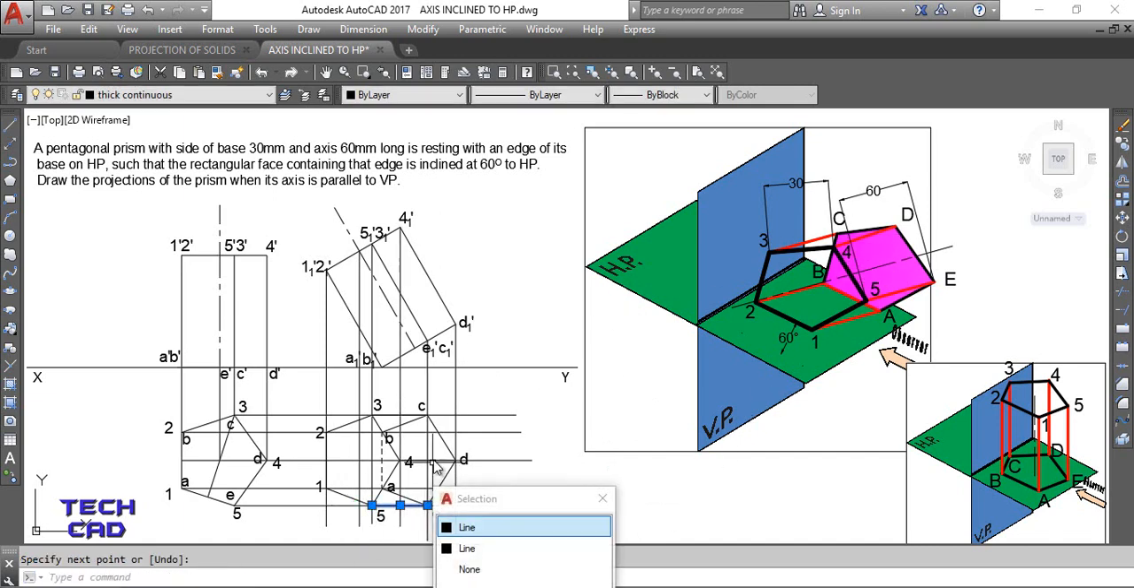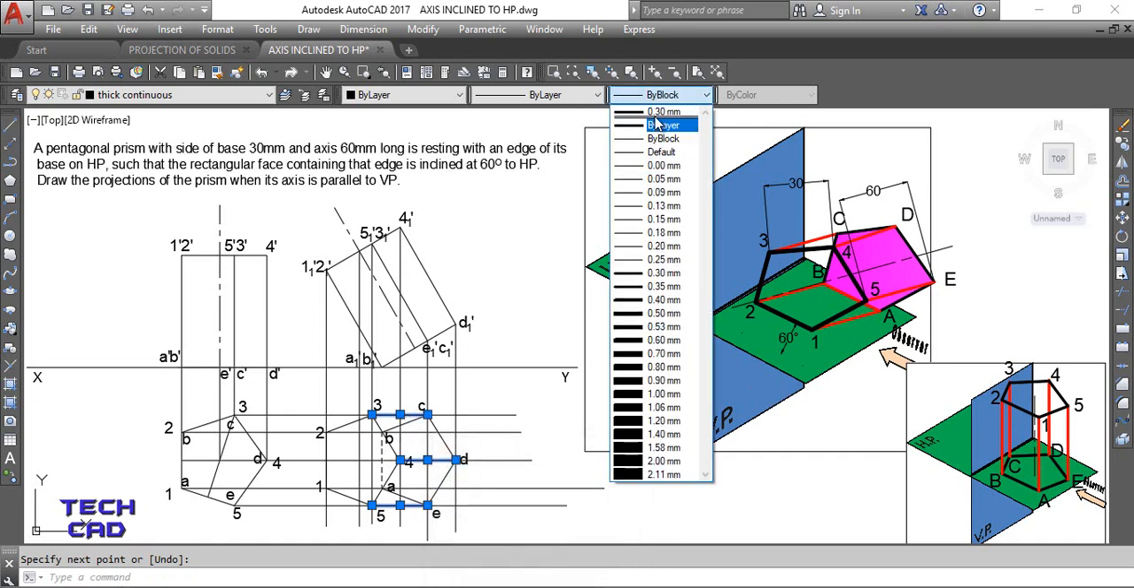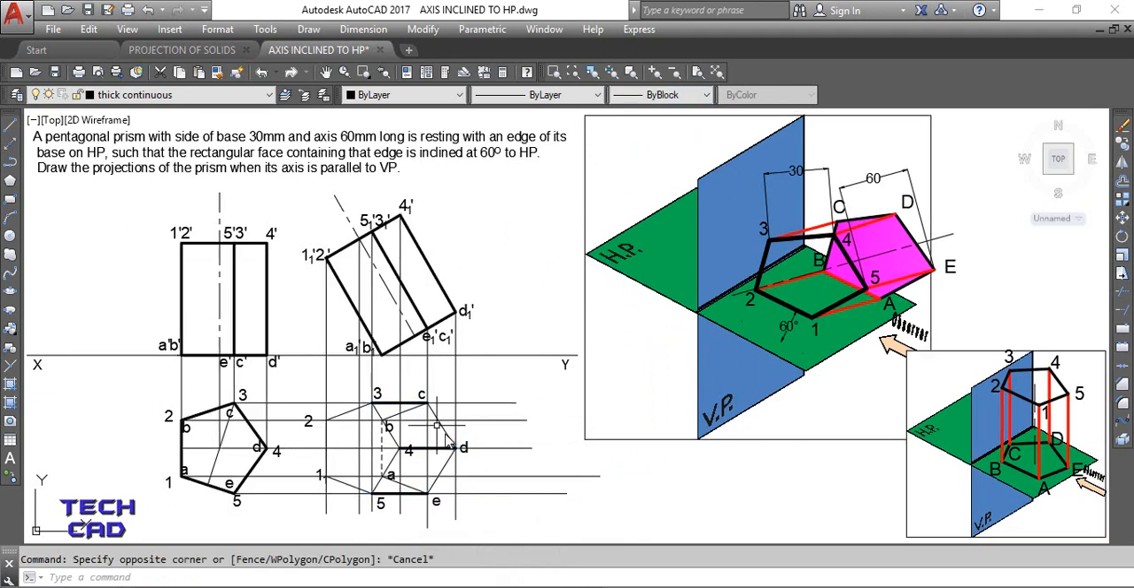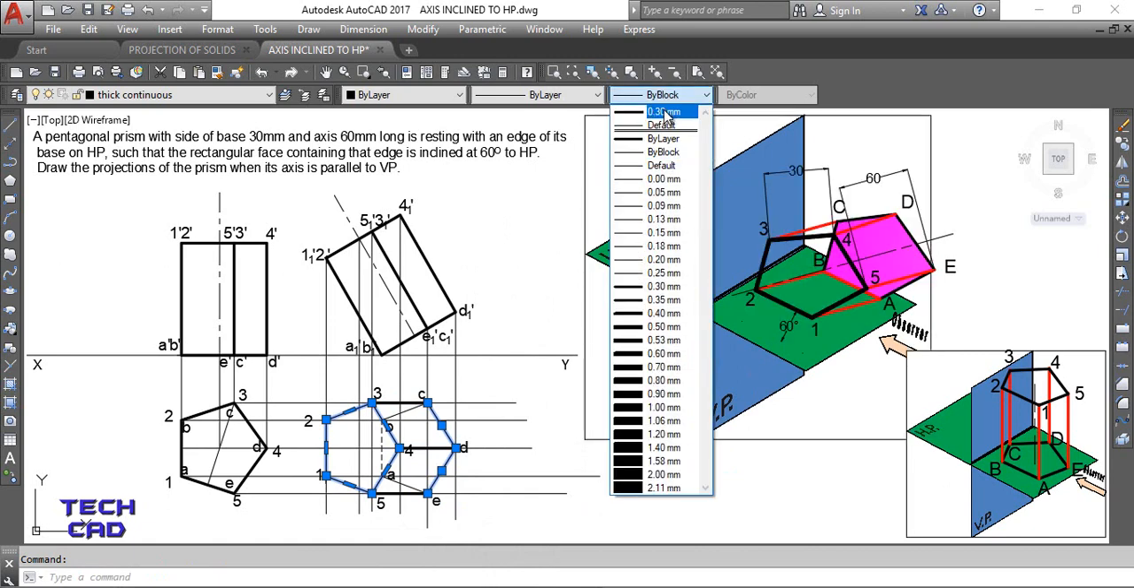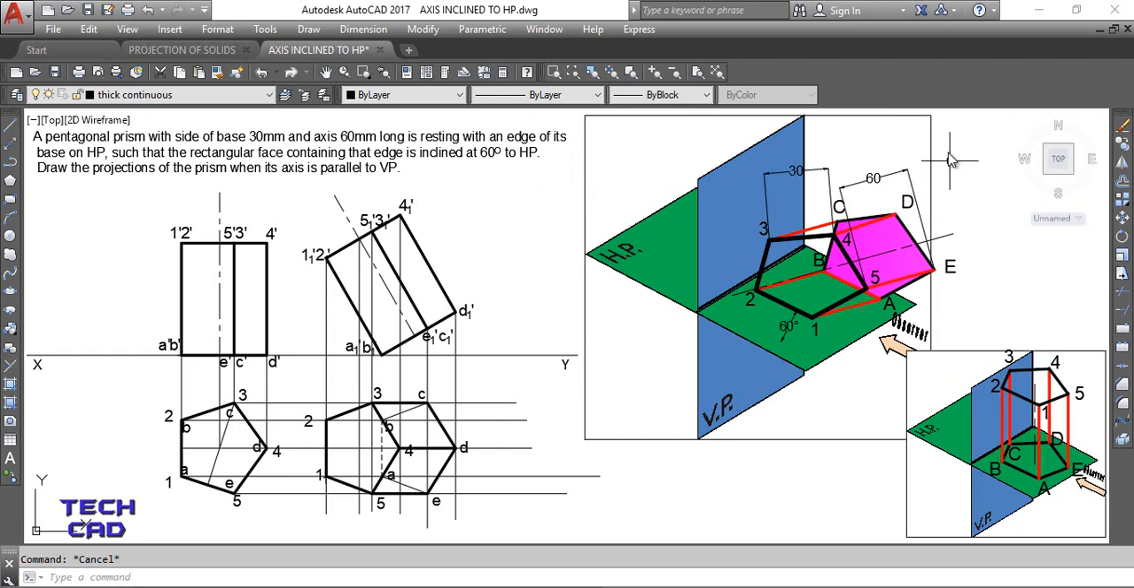Make these thick because these are visible. Go to the block, make it like this. So these are also thick, so make selected and go to the block, make them thick as per convention of lines. You know that if you see from the top view of this pentagonal prism, some edges are hidden over here and some edges are visible. The visible edges I already made over here. Now the rest of the edges are hidden.